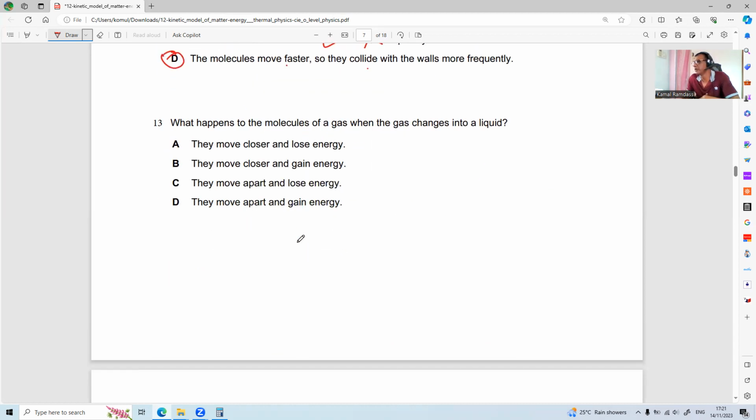What happens to the molecule of a gas when the gas changes into a liquid? They move closer and lose energy. Ça paraît correct. They move closer, no. They move apart and lose energy, no. They move apart and gain energy, no. Okay. Pour moi, ça, c'est la réponse.